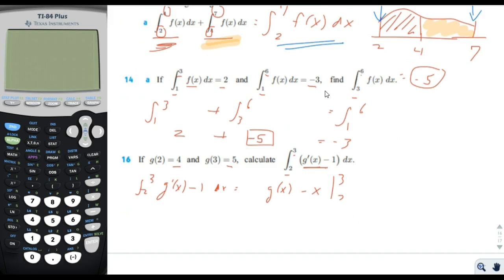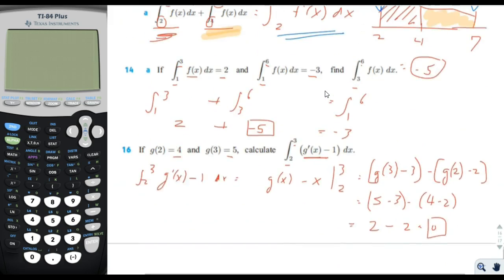So then we can now evaluate the function like this. So g of 3 minus 3 minus, and then we evaluate the whole thing with 2. So g of 2 minus 2. And so g of 3, they just told us is 5. So 5 minus 3. G of 2, they told us is 4. So it's 4 minus 2. That's 2 minus 2, which is equal to 0. And that's it for this chapter.